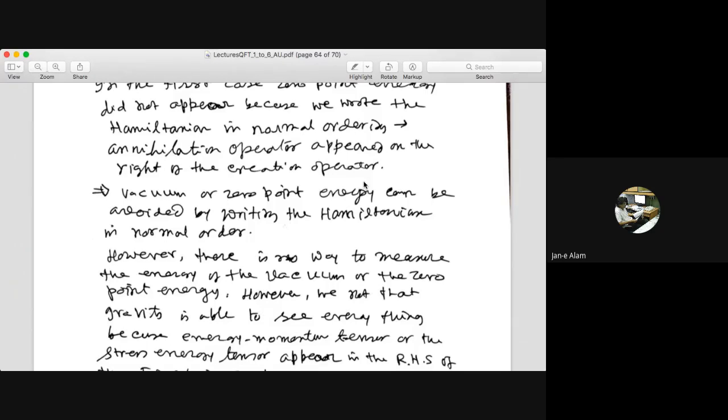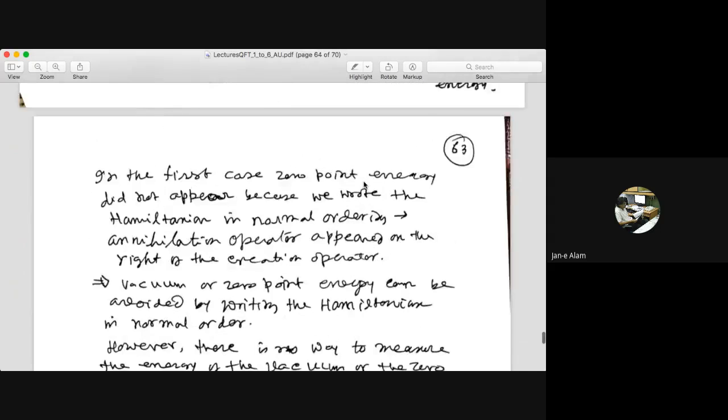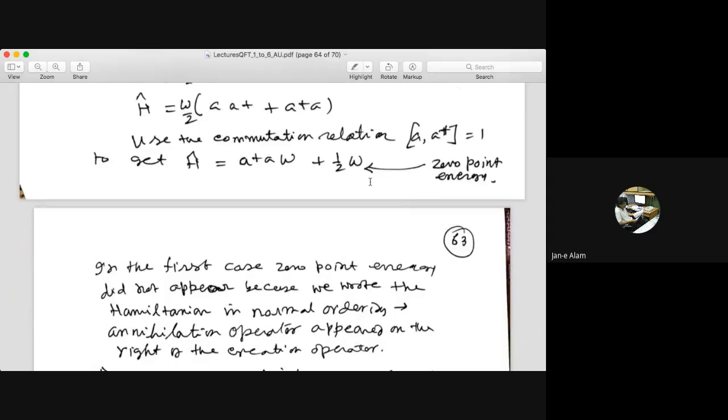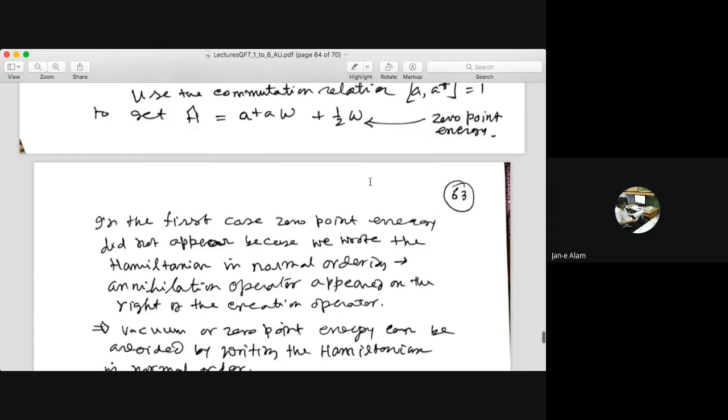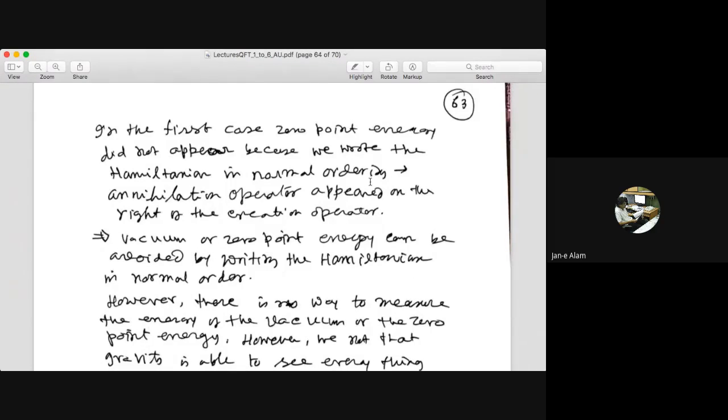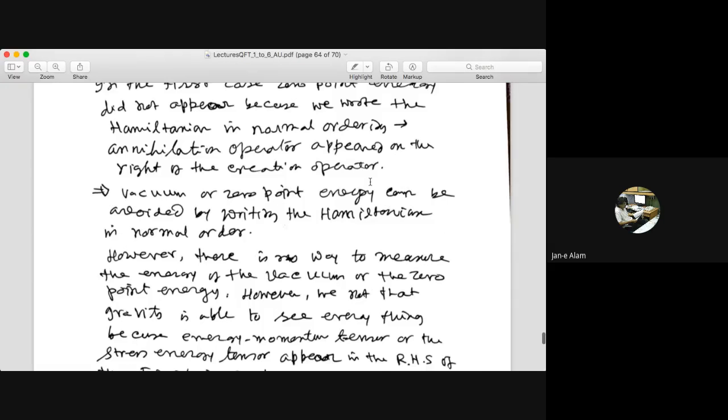This is not part of our core discussion, but let me make a point here: this vacuum contains this energy, let us say h bar omega by 2, for this particular system of harmonic oscillator. And then gravity should be able to see everything. Any energy should be, quote unquote, seen by gravity.